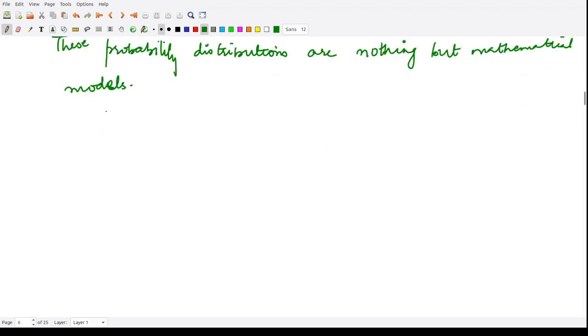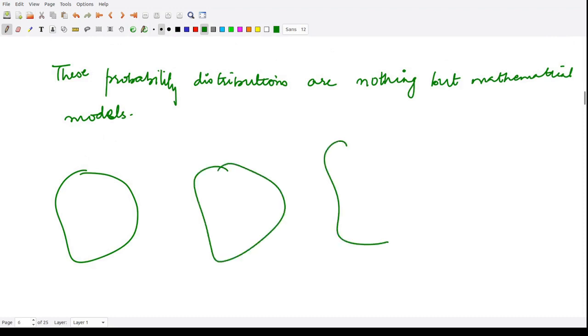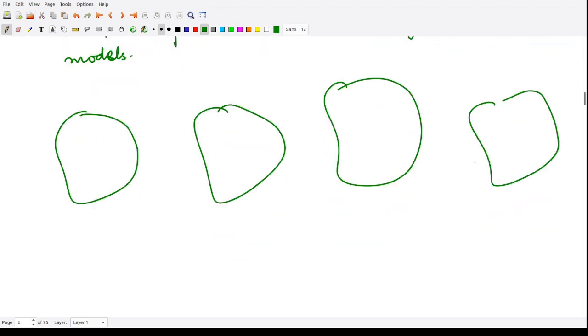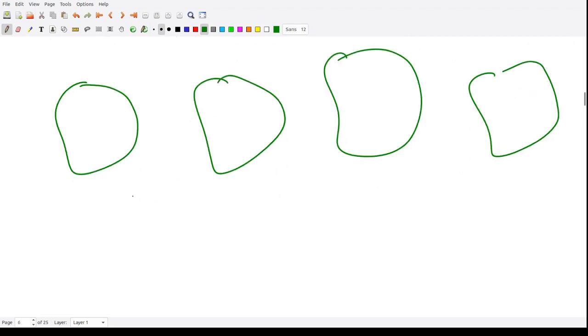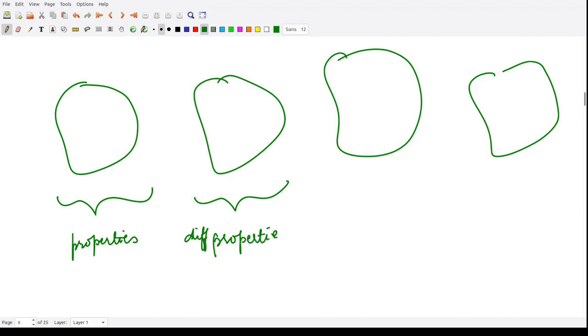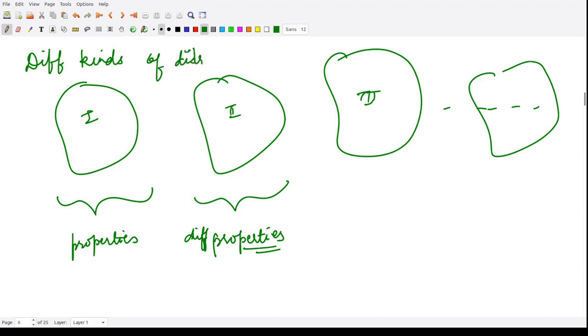Basically you have different models, each having different advantages and applicable to different applications, each with limitations and advantages of its own. First of all, it has its own properties. Another one would have some different properties and characteristics and could be applicable to different applications, and so on. So we have different kinds of distributions.